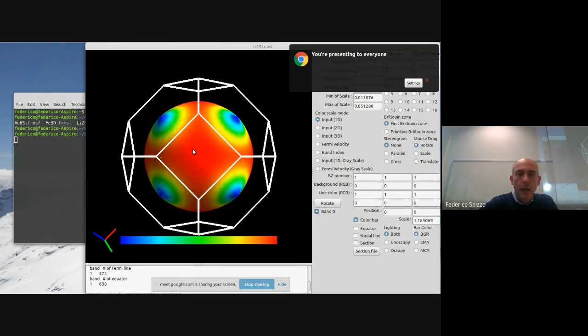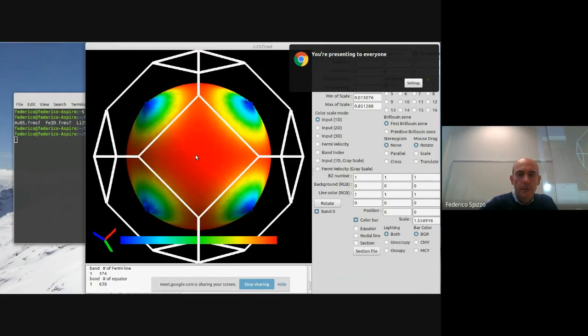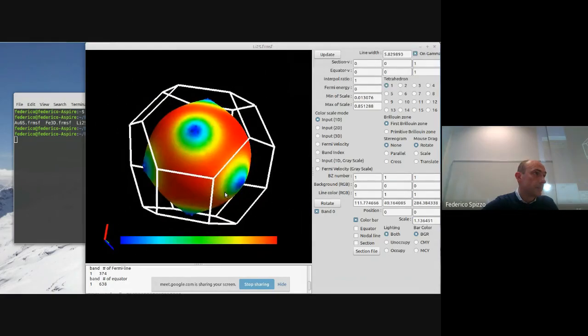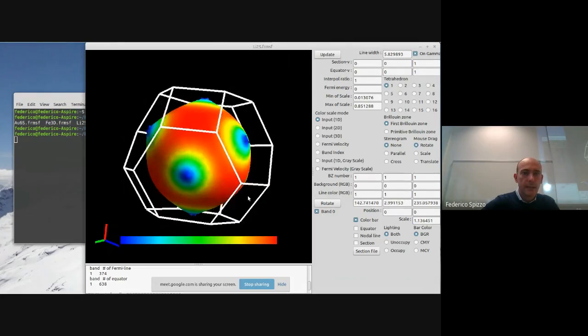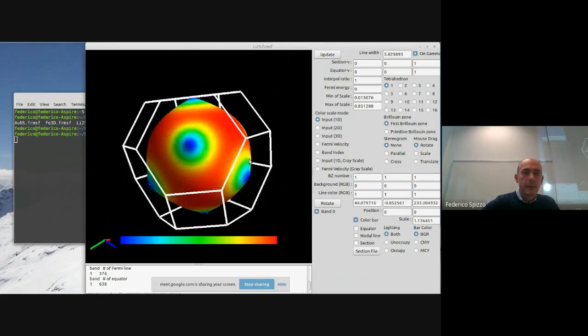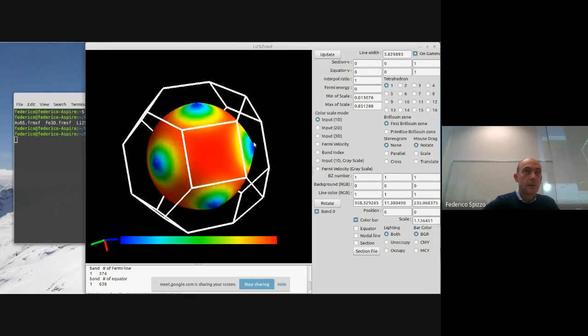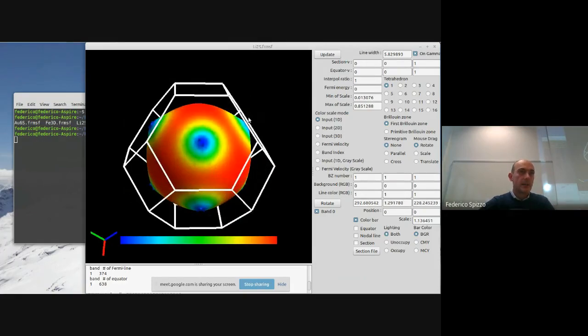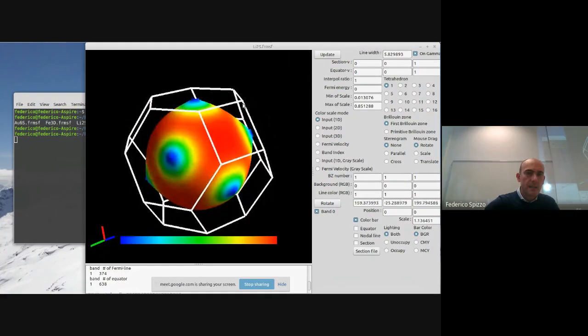So this is the case of lithium. This is the result of the evaluation of the Fermi surface in case of lithium. Lithium is a metal that has a BCC structure, so that's why what you see in white is just the first Brillouin zone. That is the structure of the zone that is, let's say, as the BCC lattice in the direct space has an FCC lattice in the reciprocal space, the first Brillouin zone of the symmetry corresponding to an FCC structure.